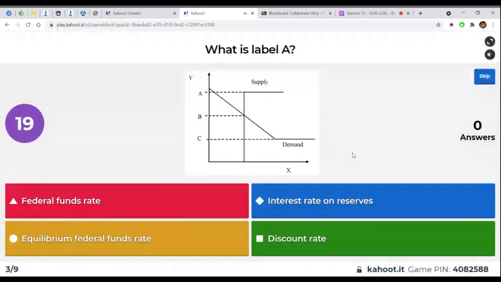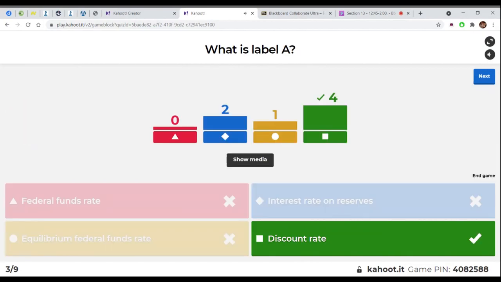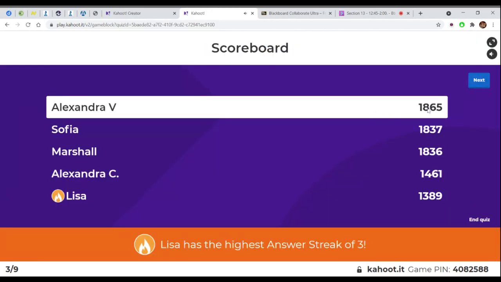What is label A in this picture? Is it the federal funds rates, the interest rate on reserves, the equilibrium federal funds rates, or the discount rates? It is indeed the discount rates. It's the ceiling on the interest rates.